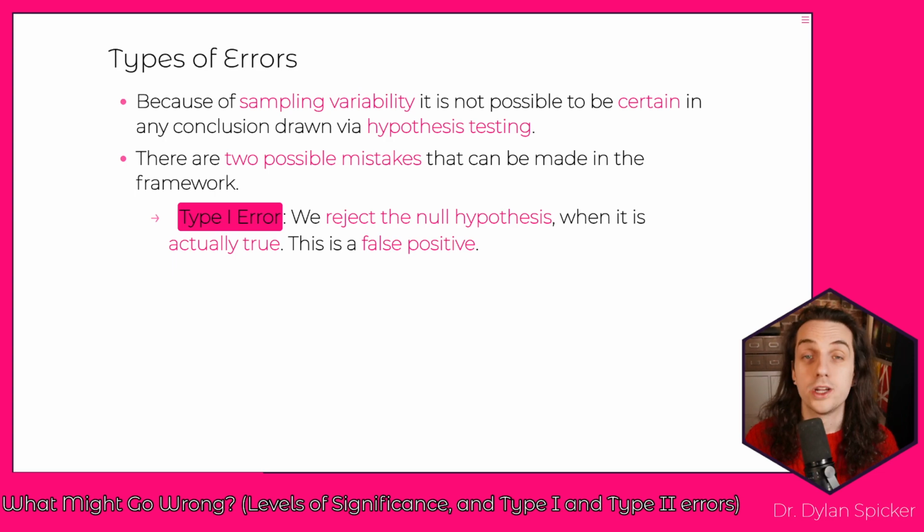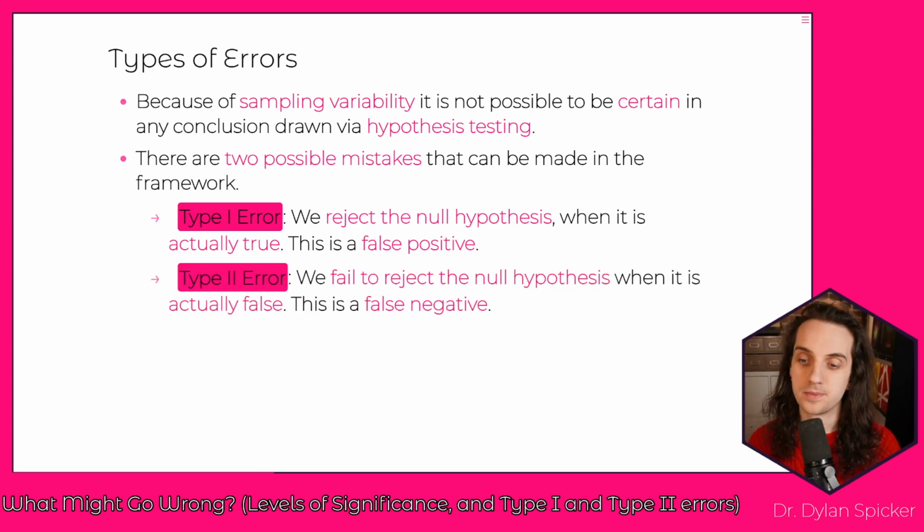The first, which we call a type 1 error, happens if we reject the null hypothesis when it is actually true, right? We call this a false positive, or refer to it as a type 1 error. This is going to happen if you have enough evidence to reject the null hypothesis, but in the real world, the null hypothesis turns out to actually be true. So we've said the data don't support the null, but the null actually turns out to be true. That's our type 1 error.